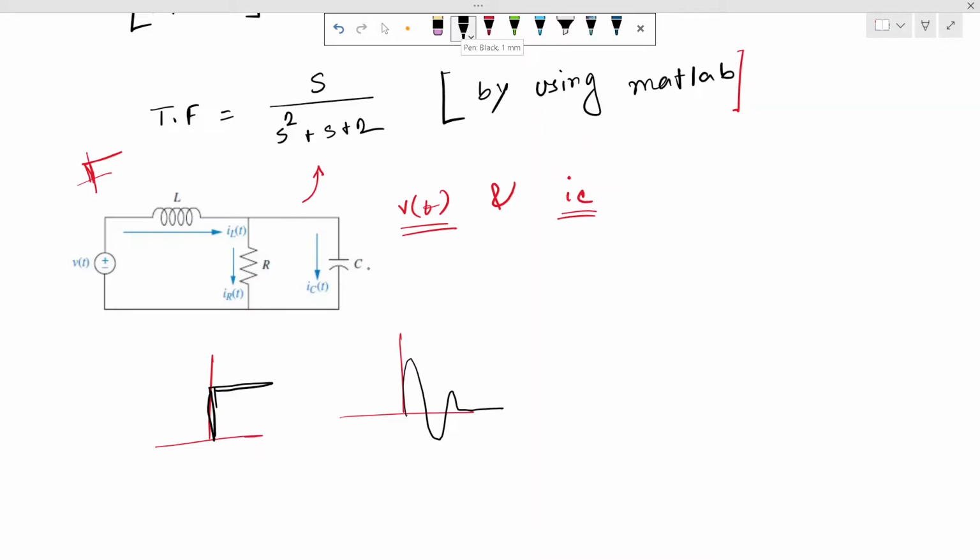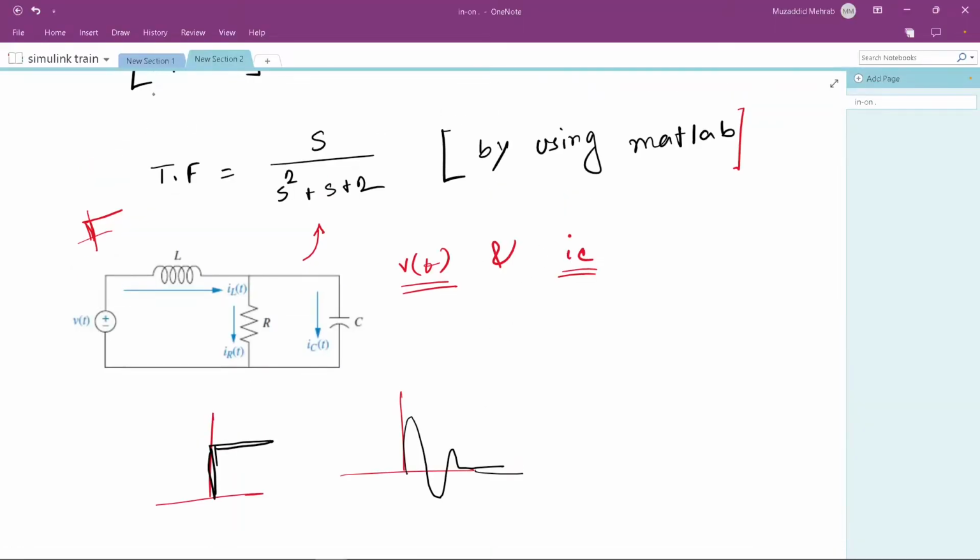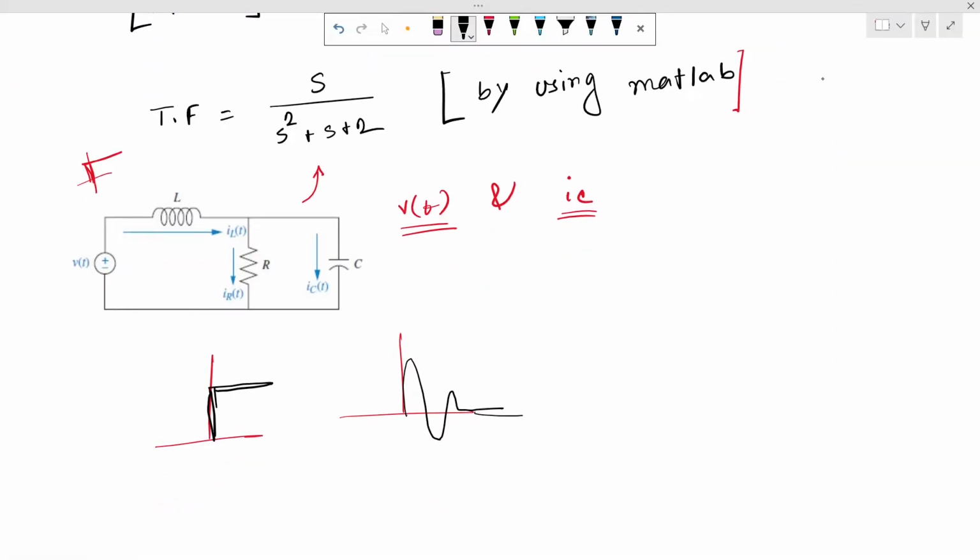Then when the capacitor is fully charged, there will be no current flowing through here. So IC will be going down, and ultimately it will become 0. So let's see this in the MATLAB. Before going to the MATLAB, I want to mention one thing first.